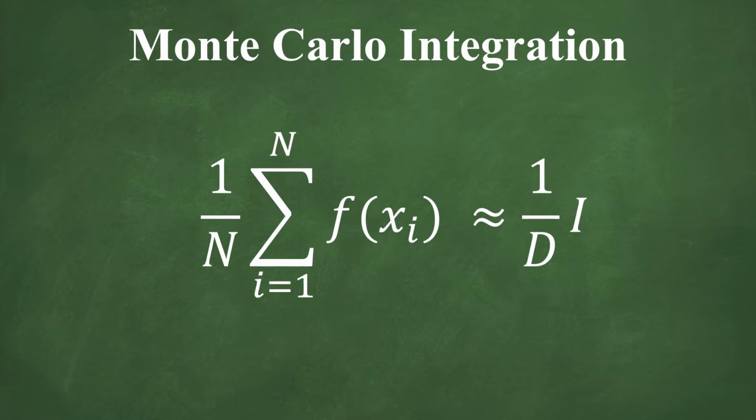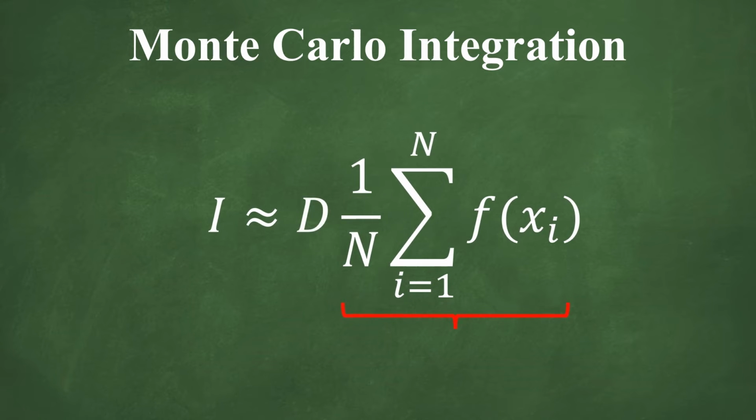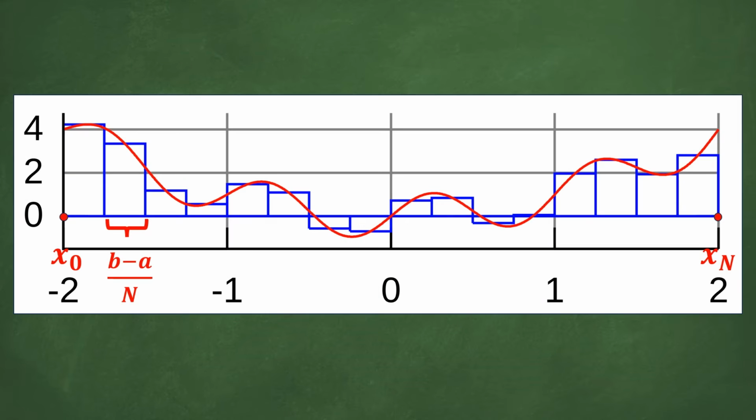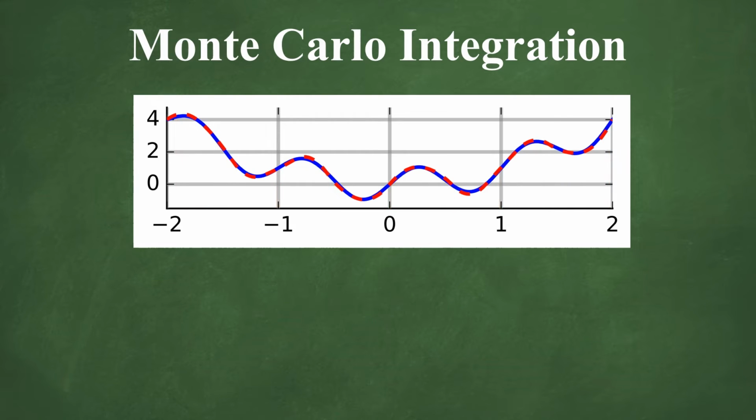But let's focus on the sum right here of f of x from 1 all the way up to n. Now, instead of taking ordered uniform intervals like you would normally do with the rectangle rule, let's consider a set of coordinates randomly selected from the domain of our function. We will take these random points and evaluate the function at them. What we just did was the random sampling, so step 1.